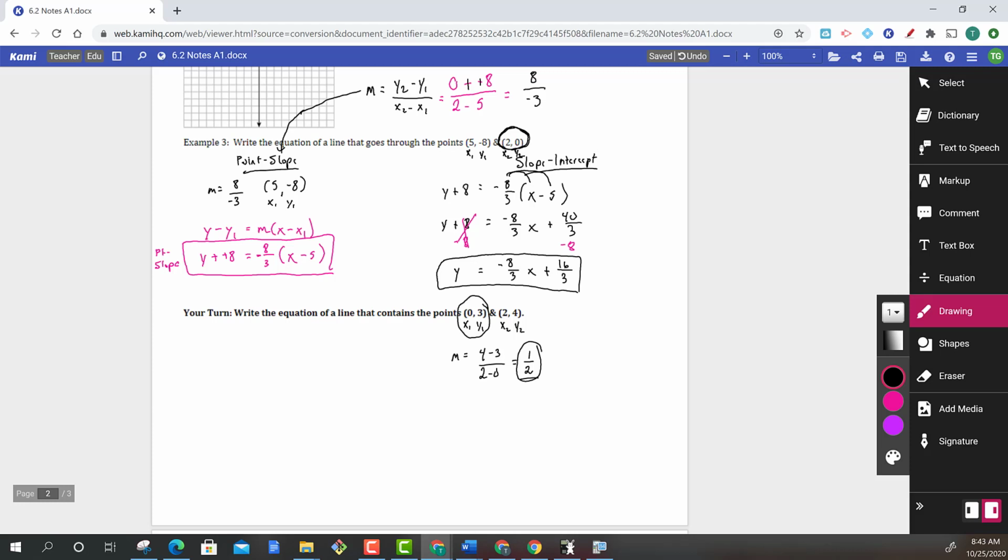All right, and then here is the rest of the answer. So there's point slope, and here is slope intercept.